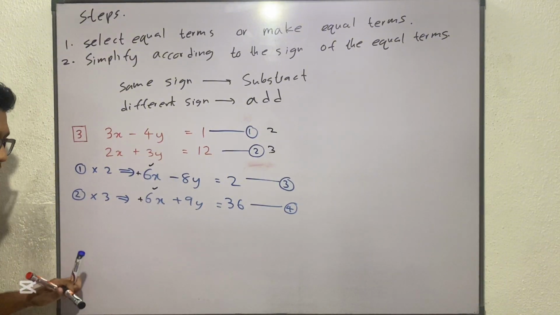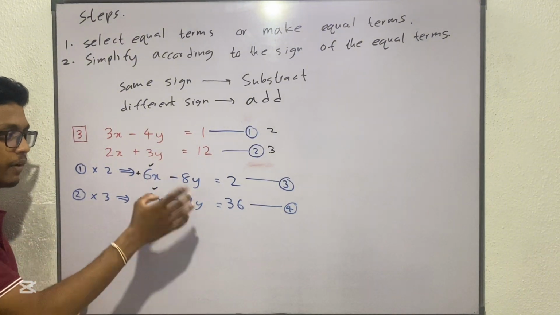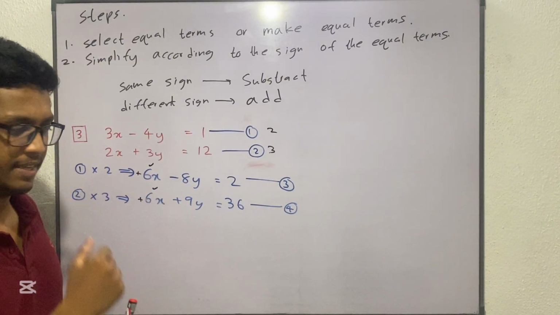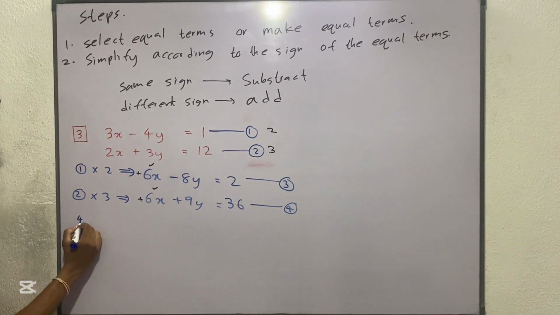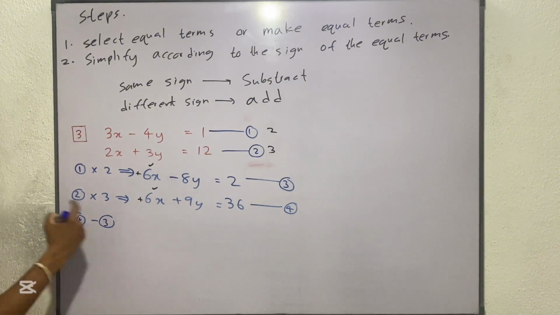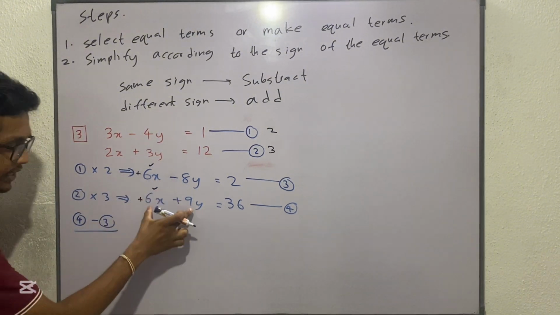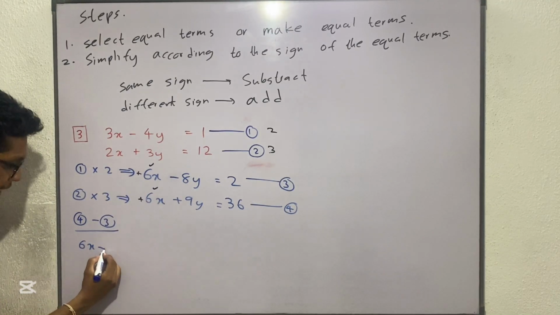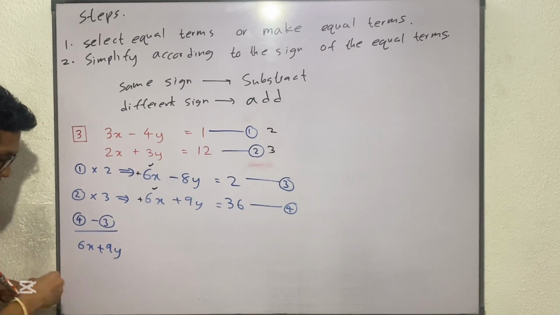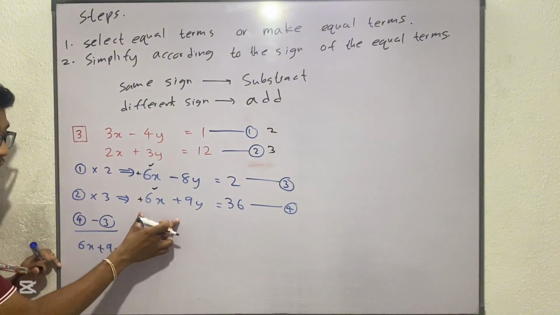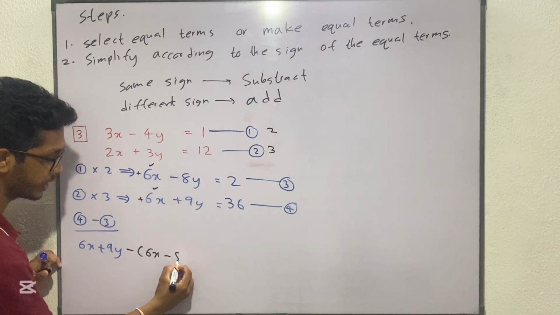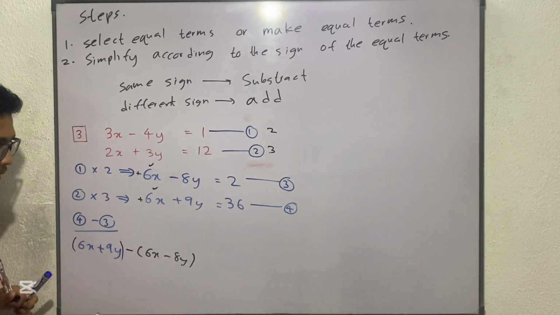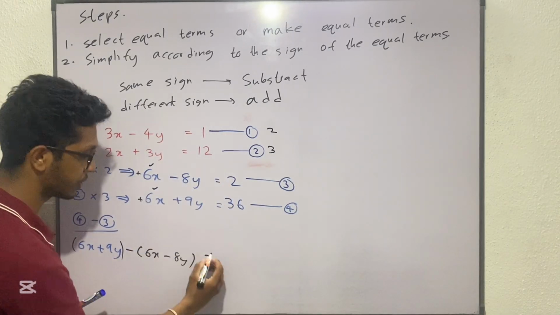How can I subtract? I can subtract the third one from the fourth one, or the fourth one from the third one. From both ways we get the same answer. I'll subtract like this, 4 minus 3. Then this one minus this one equals this one minus this one. 6x plus 9y minus, I told you when subtracting you must put a bracket. For addition also it's better to put a bracket, but when doing subtraction it is compulsory to put a bracket. 36 minus 2.